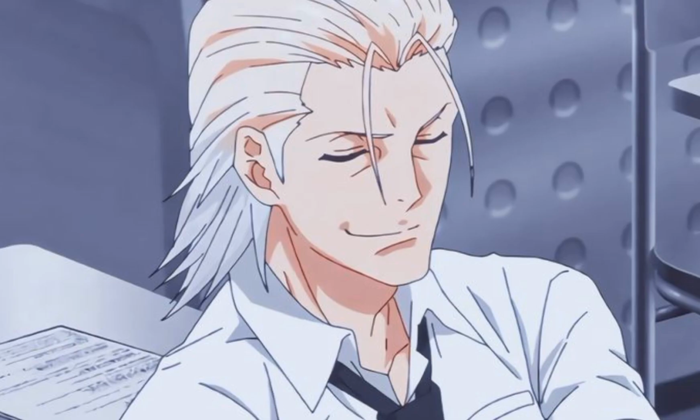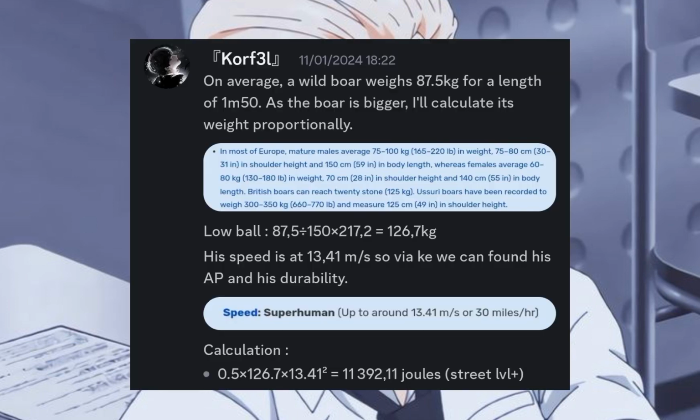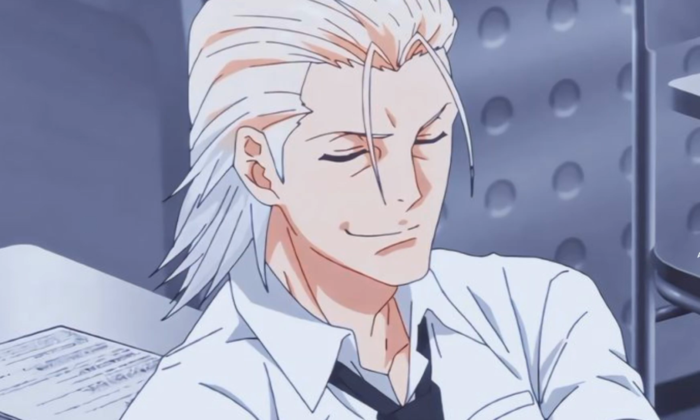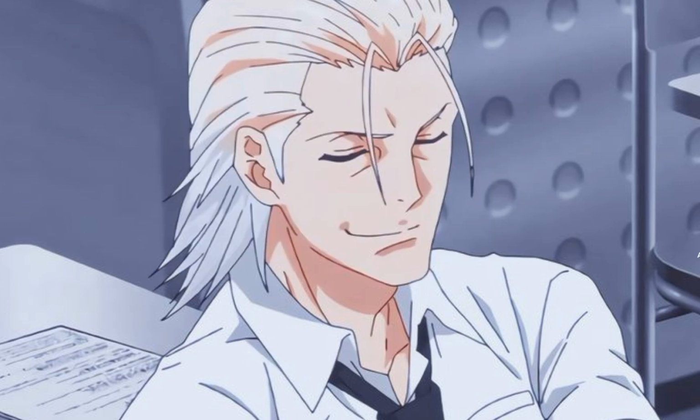Now let's look at another feat, like Kōenji's. In episode 2 of season 3 of Classroom of the Elite, Kōenji managed to beat a wild boar, and he claims he was just playing with it. So we have Kōenji who is capable of defeating it without difficulty. To find out the size of the boar, we can do a pixel calculation, and with that, calculate its durability with kinetic energy. After calculation we find a baseline low wall level, which again gives a feat wall level to Classroom of the Elite.